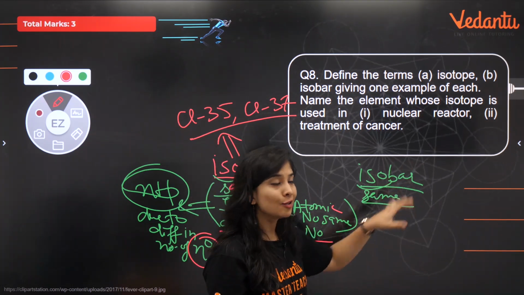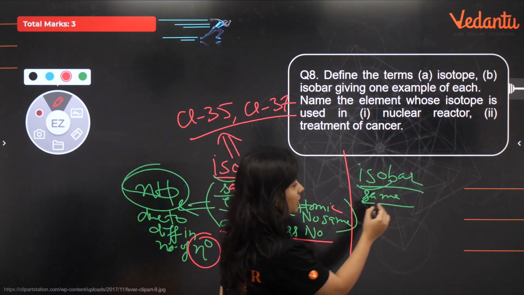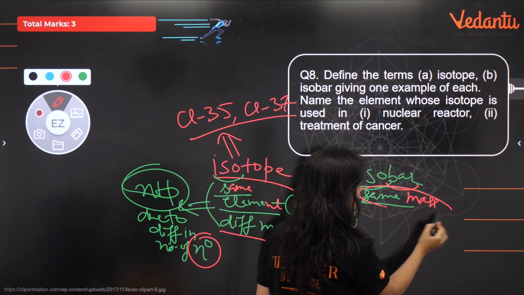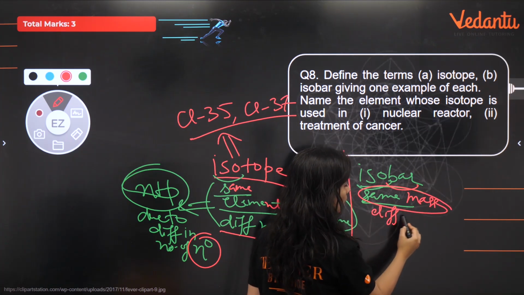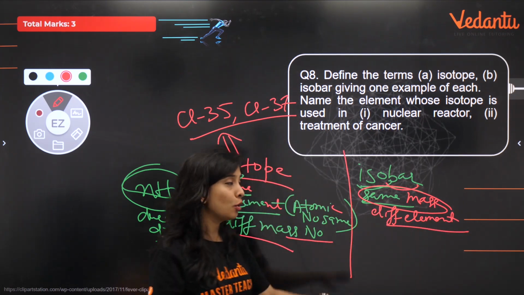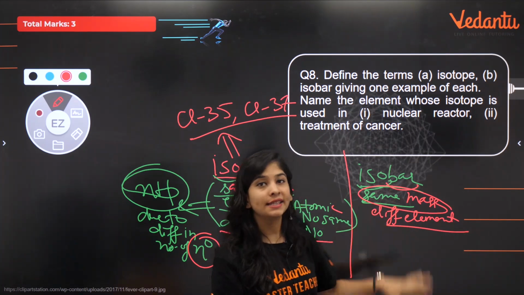And this is just opposite. What is isobar? Basically same क्या है? Bar stands for mass. मतलब same mass कब? When different element. One thing should be same, one thing should be different. So isobar is something which has different elements having same mass.